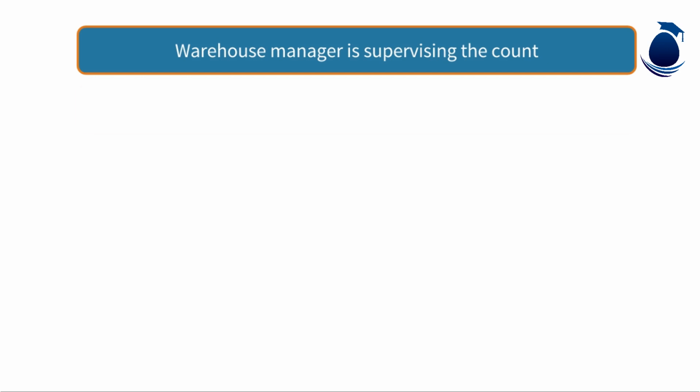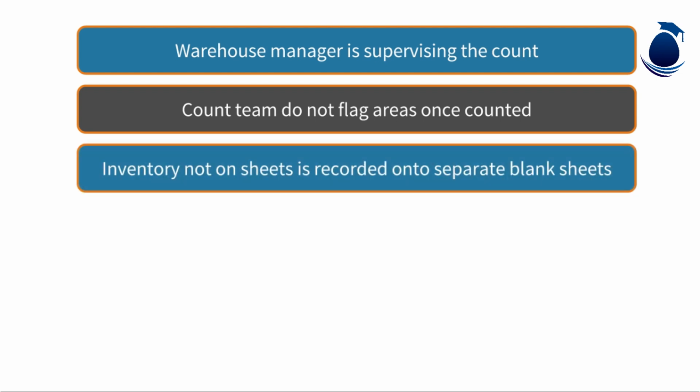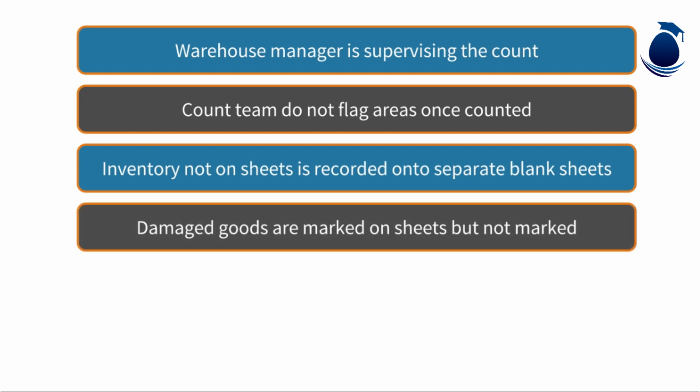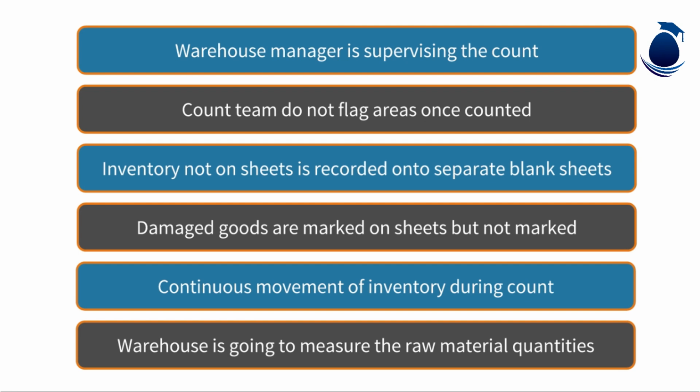count. The count team do not flag areas once counted. Inventory not on sheets is recorded onto separate blank sheets. Damaged goods are recorded on sheets but not marked. There are continuous movements of inventory during the count. And the warehouse manager is going to measure the raw material quantities. As these have been identified from the scenario, the next step is to explain why they are a deficiency and recommend a suitable alternative control.